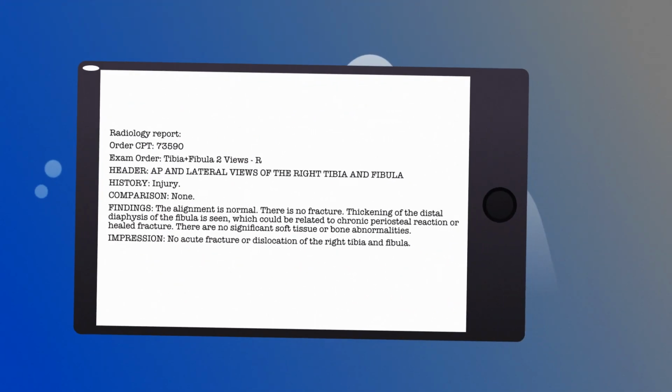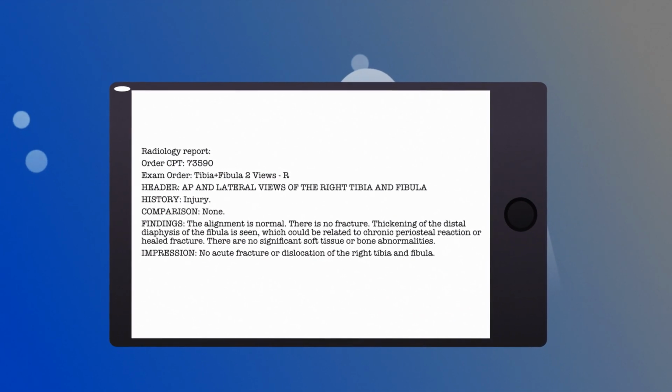Let's look at the views. AP view, lateral view, that's a total of 2 views. This qualifies for CPT code 73590, right? Radiologic exam, tibia and fibula, 2 views, right.